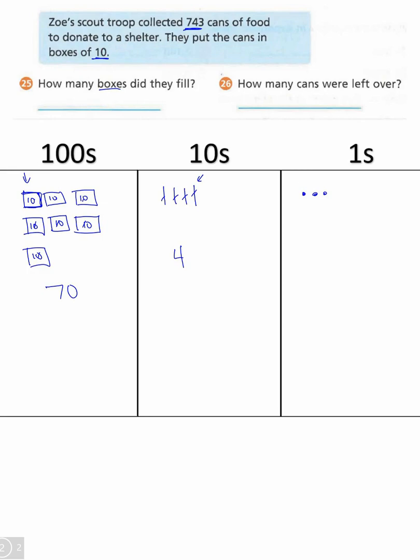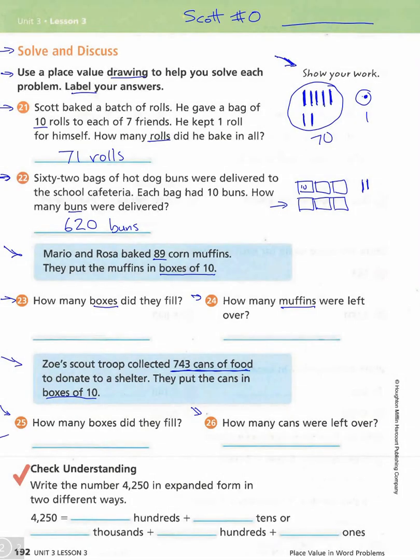So how many boxes did we fill? We filled 74. And then how many cans were left over? Just 3. All right, so we're going to take that and go back and finish that on the other page. Now we're back in our workbook page and we're looking at 25 and 26. We found out that 743 cans of food put in boxes of 10 ended up with 74 boxes that we were able to fill, and we had 3 cans left over. Go ahead, pause the video if you need to, and then start it back up when you have that written down.